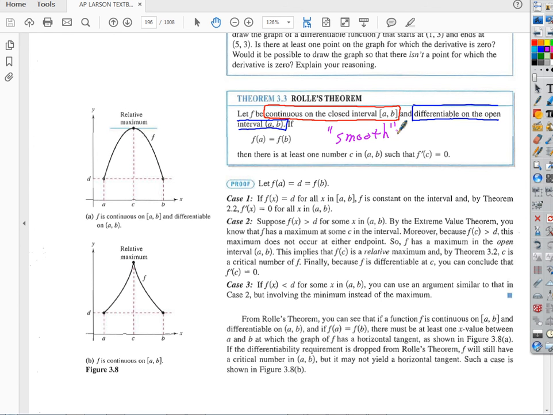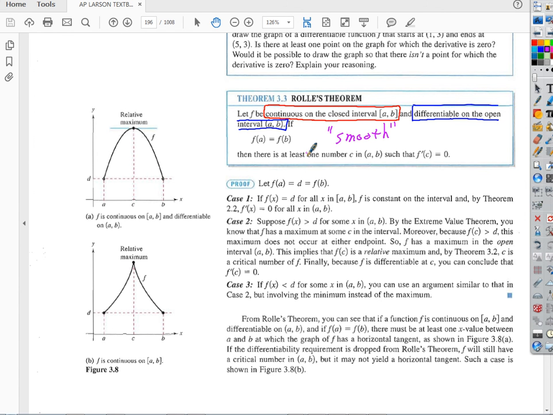So if it's smooth, and f of a equals f of b, well, those are just y values, right? So if the y values at the endpoints are equal, then what does that tell you about the slope of the secant line connecting the endpoints? There's at least one derivative that's 0. Well, if they're horizontally aligned, what's going to be the slope of the segment connecting them?